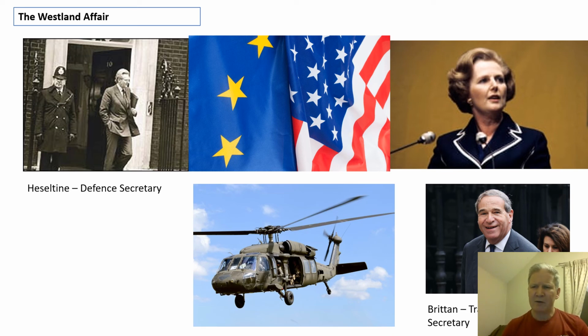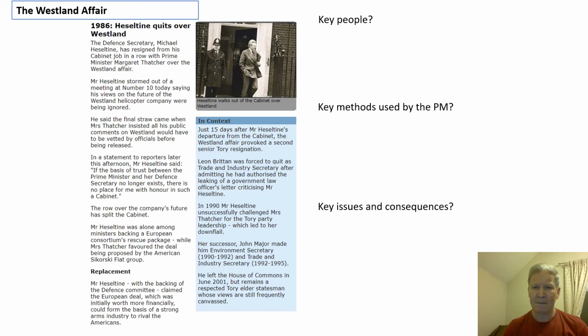What I want you to consider is, how was it the case that Mrs. Thatcher managed to go through this situation and lose 2 ministers, in comparison to the IMF crisis where Callaghan lost none? To do that, you need to do some research on the key people, the key methods used by the PM, and the key issues and the consequences that are around it.